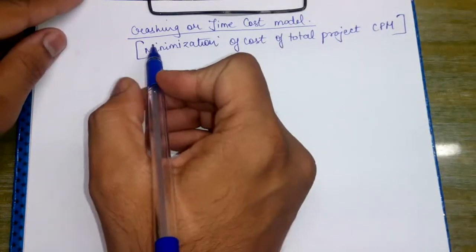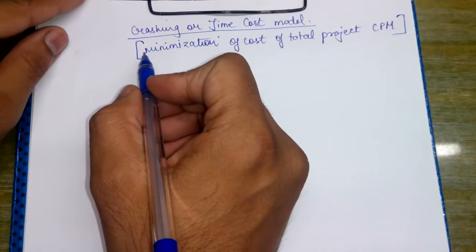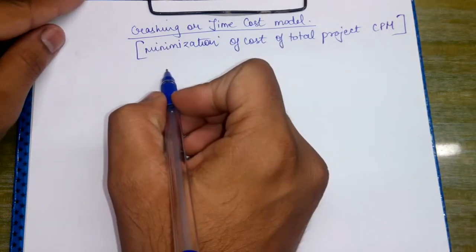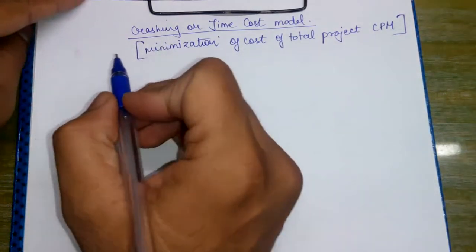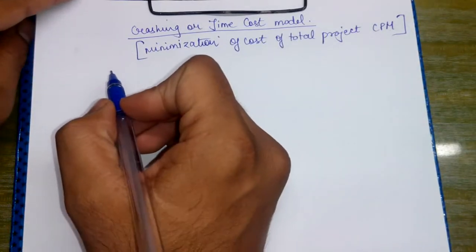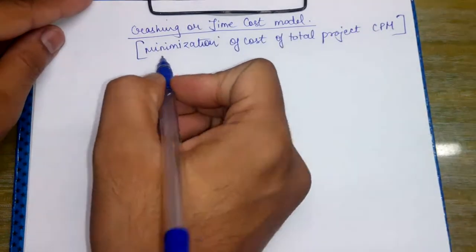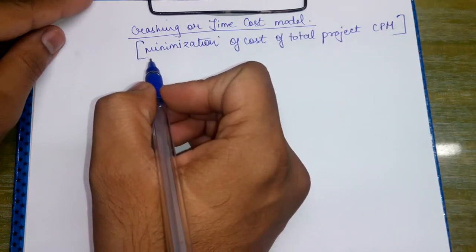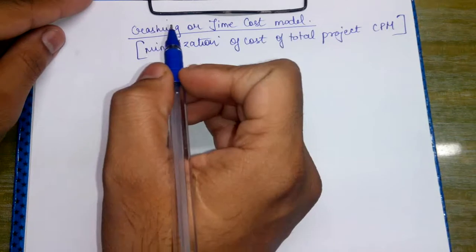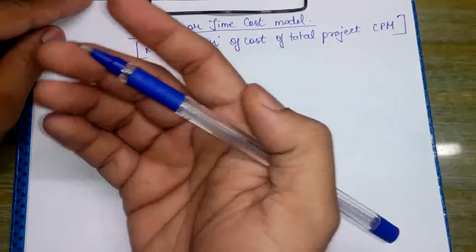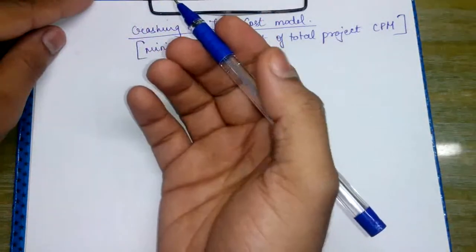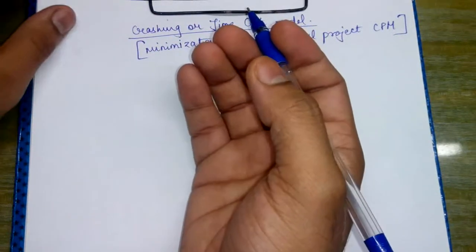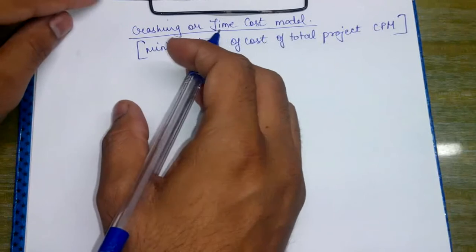The crashing or time cost model is an extension of the critical path method that considers a compromise between the time and the cost required to complete a project. In order to complete the project very quickly, we are going to apply a large amount of labor. We will be increasing the labor input and thereby decreasing the number of days required to complete the project.